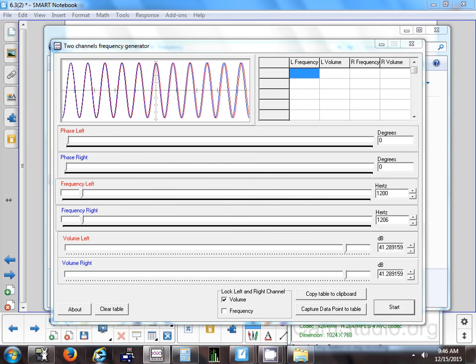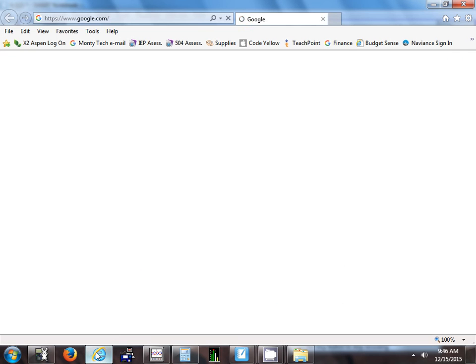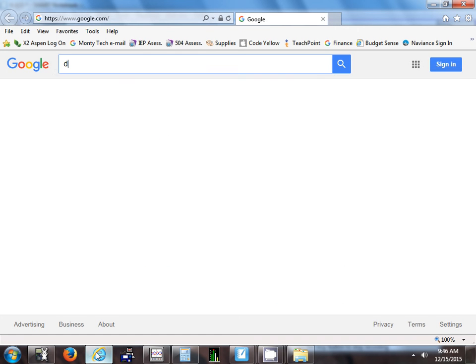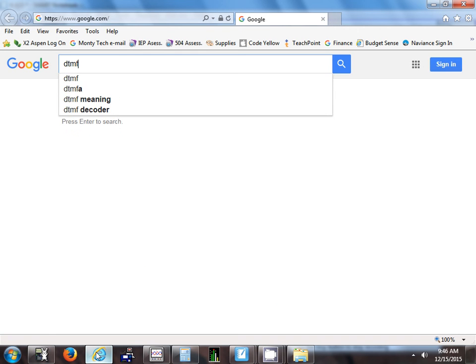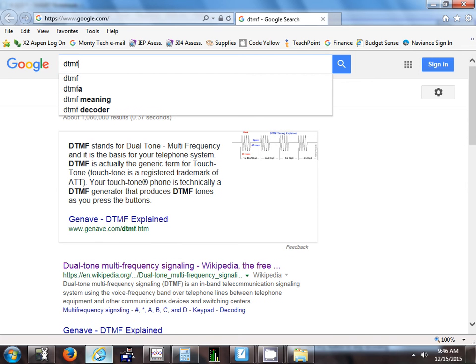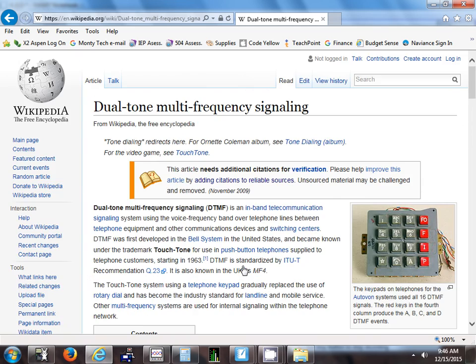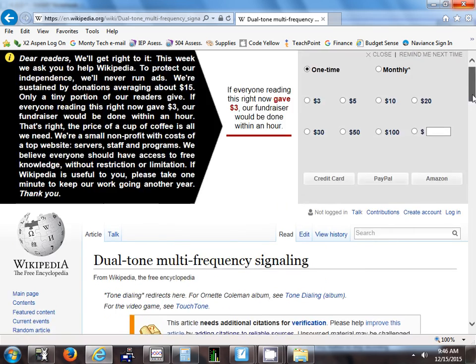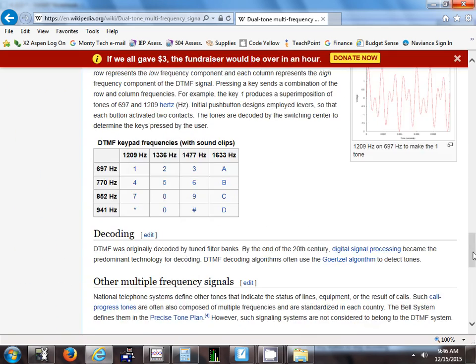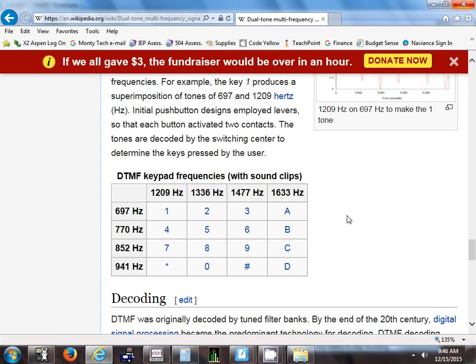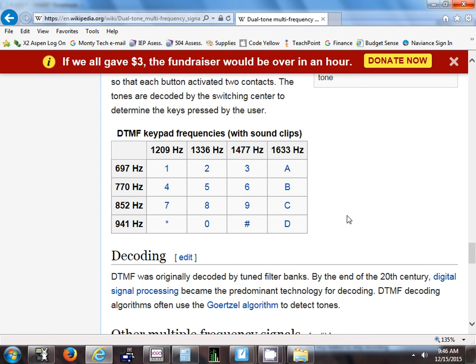And specifically what that's called is dual tone multi-frequency, DTMF. Right? And that's how your phones work. So every button that you press is a combination of two frequencies played at the same time.